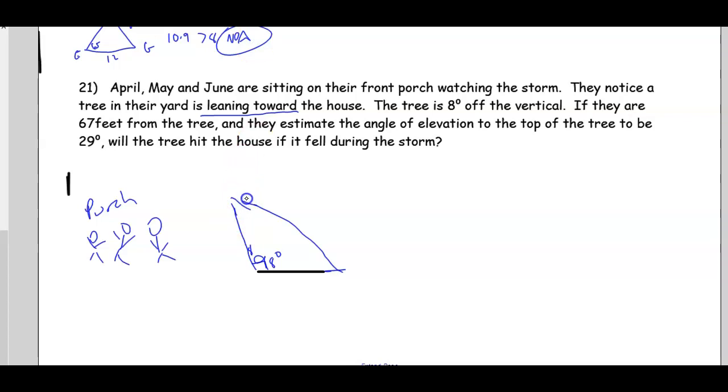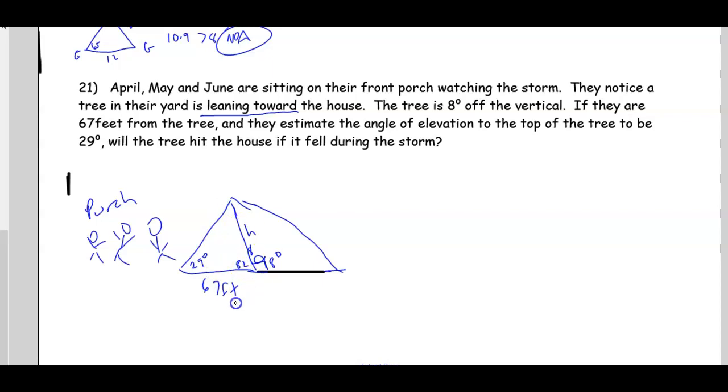Now, it says if they're 67 feet from the tree, so this way, 67 feet from the tree. Estimate the angle of elevation to the top of the tree is 29 degrees. So from their angle to up here is 29 degrees. It says, will the house be hit? So we just need to figure out how long this tree is. Because this is 180. So if you do 180 minus 98, well, this is 82 degrees, right? So 82 degrees. So we just need to figure out what this height is.